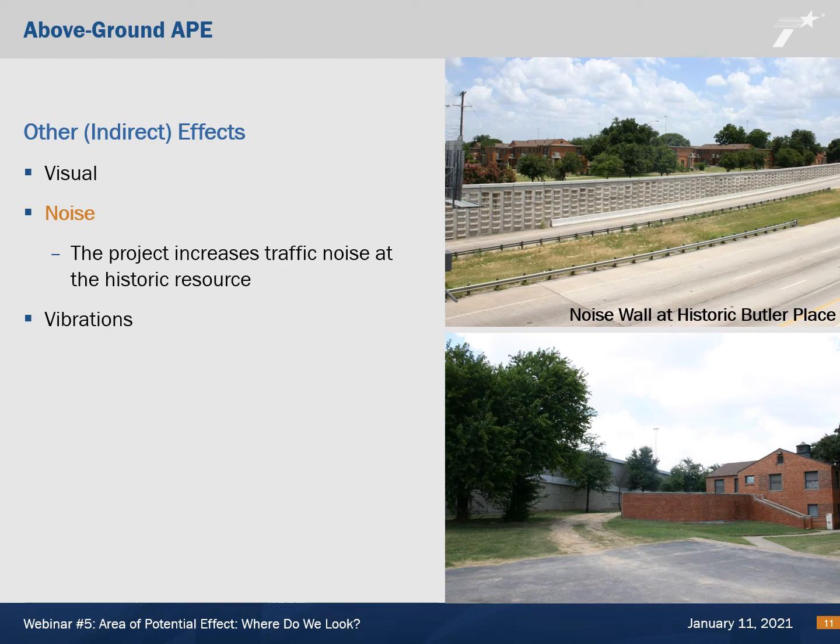Traffic noise from a newly improved or built road or bridge can also affect a historic resource. For example, TxDOT added new lanes to an interstate in Fort Worth. We found that it would increase noise at the Butler Place historic public housing development. In order to reduce the noise, TxDOT constructed a wall to help block the increased sound or the noise effects.